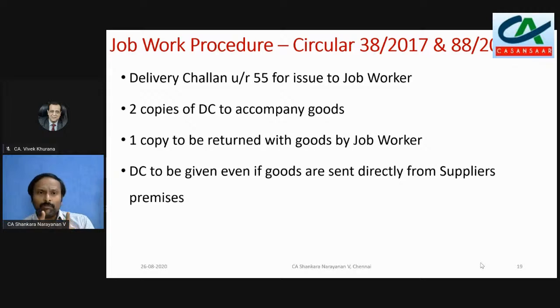And the job worker, once he finishes the work, has to retain 1 copy out of these 2. And when he is sending the goods back, he has to raise a DC for sending them back, but he has to give a copy of our DC also.